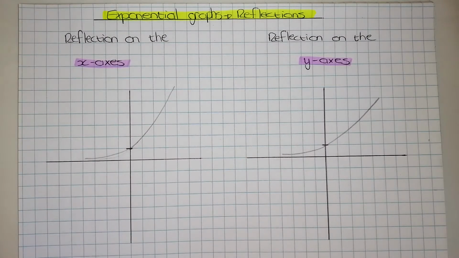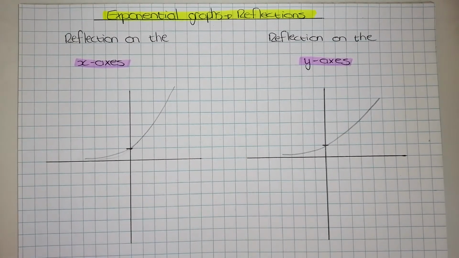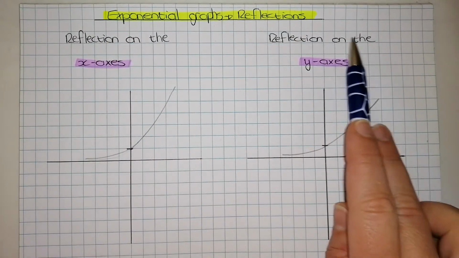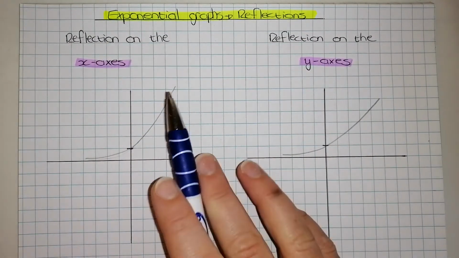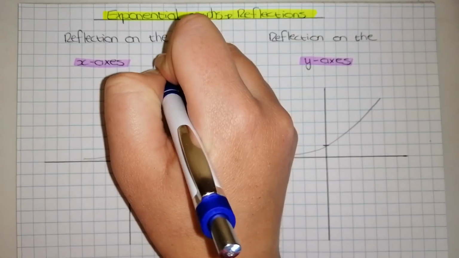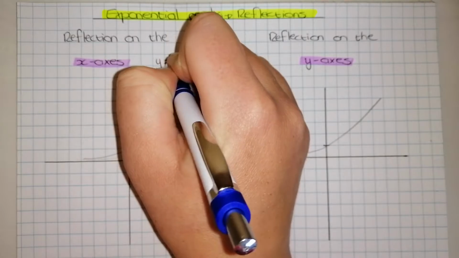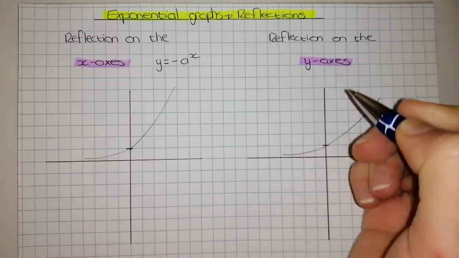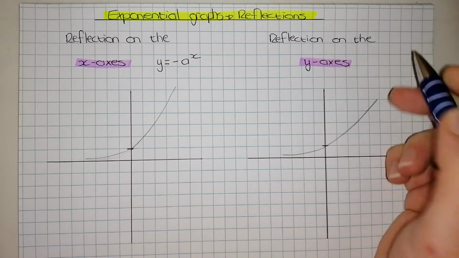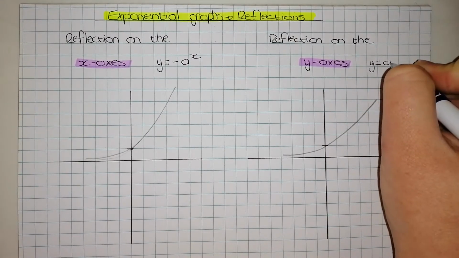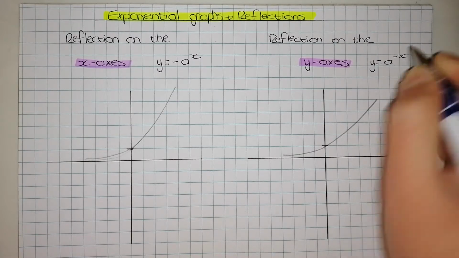Enjoy! Reflections of an exponential graph can be written as a reflection on the x-axis as well as on the y-axis. When we have a reflection on the x-axis, my equation will be y is equal to negative a to the power of x. And when I have a reflection on the y-axis, I'm going to have y is equal to a to the power of negative x.